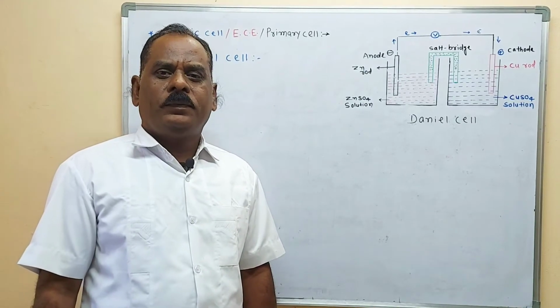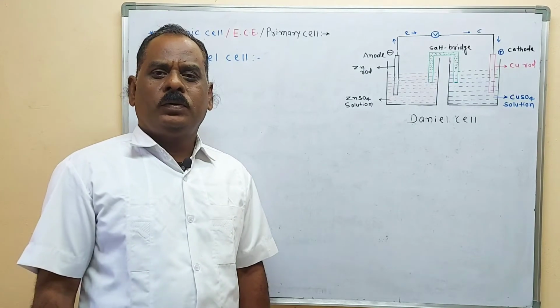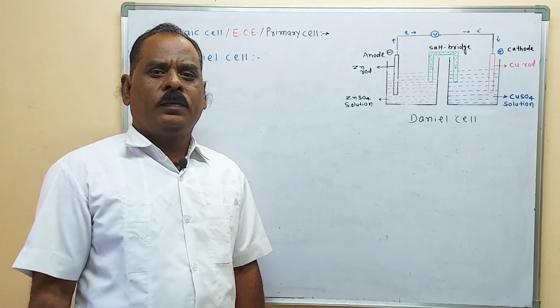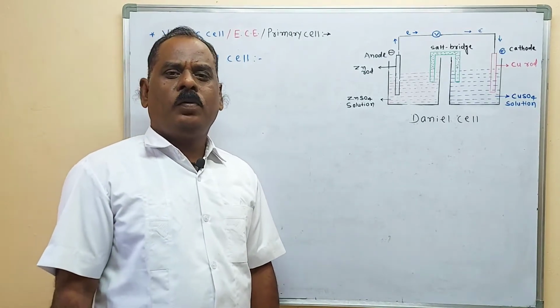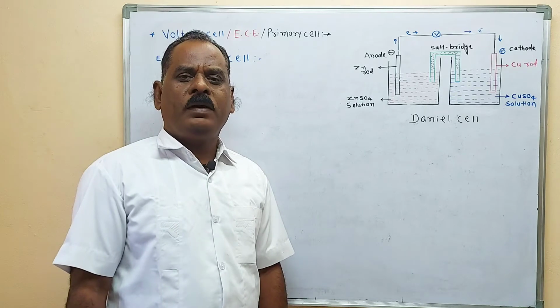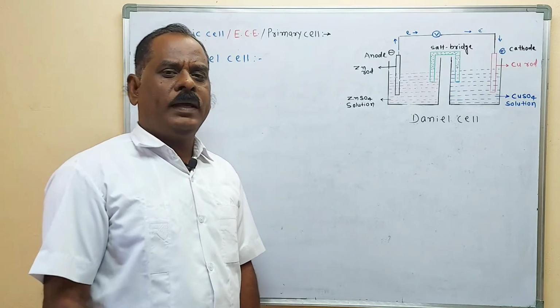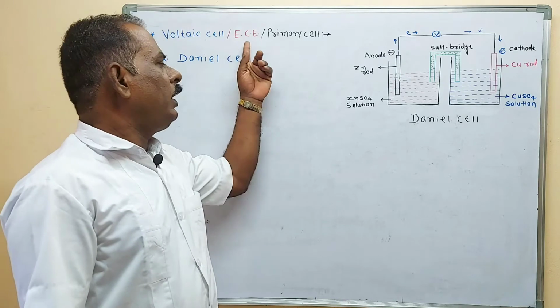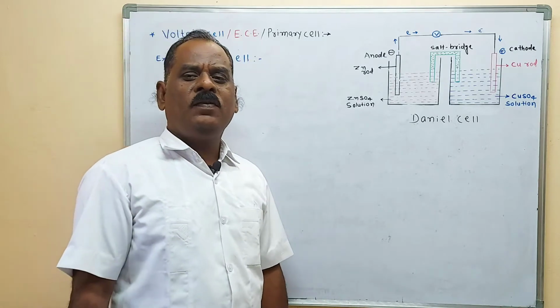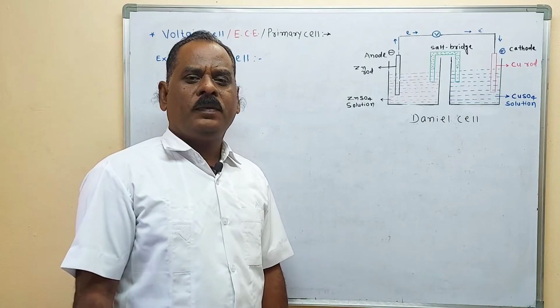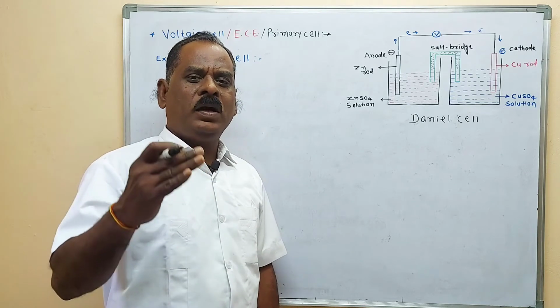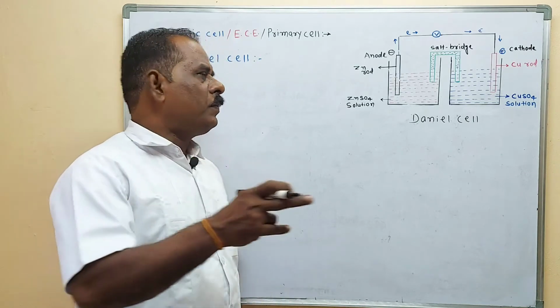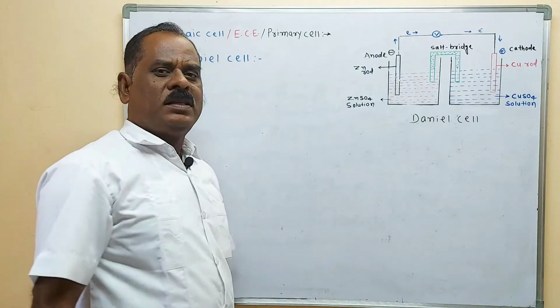Hello everyone students, today I will teach you the primary cell in the electrochemistry chapter. Remember one important point: the primary cell is also known as a Voltaic cell or electrochemical cell. You know the definition of an electrochemical cell: the cell in which chemical energy is converted into electrical energy. Such types of cells are called electrochemical cells.